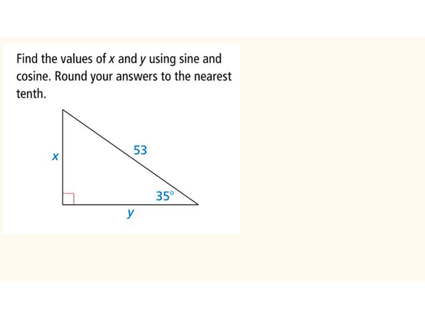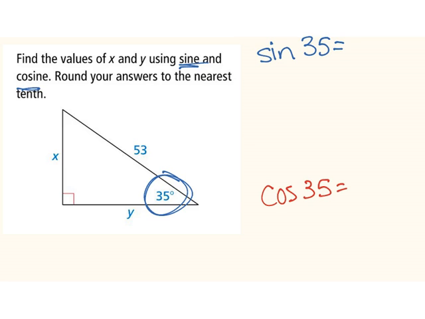Let's do one more example. Sorry, this video is so long. So 35 is the angle that we know something about, and we're going to use sine and cosine. So we're going to do sine of 35, and we're going to do cosine of 35. I'm trying to approach it differently to help as many people as possible. So opposite of the 35-degree angle is our x. Our hypotenuse is that 53, and our y is our adjacent.